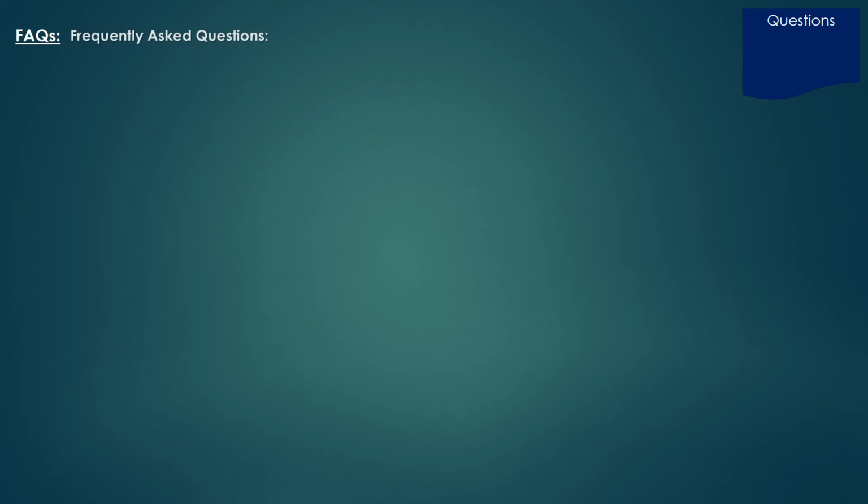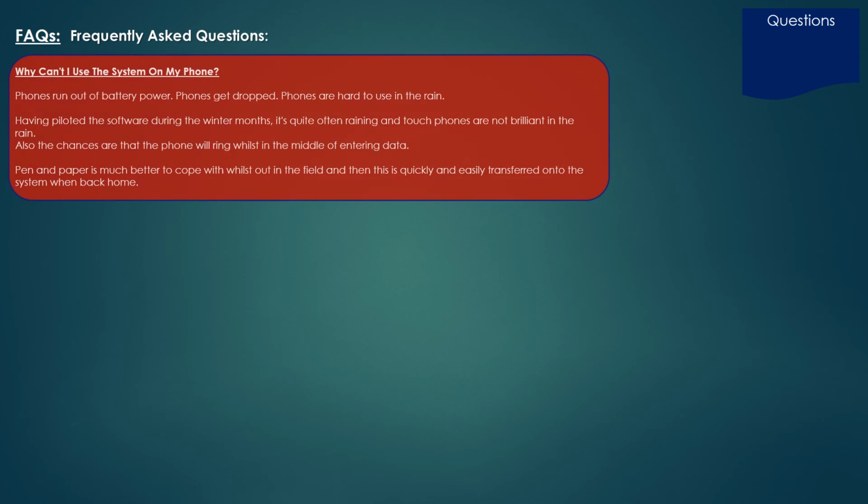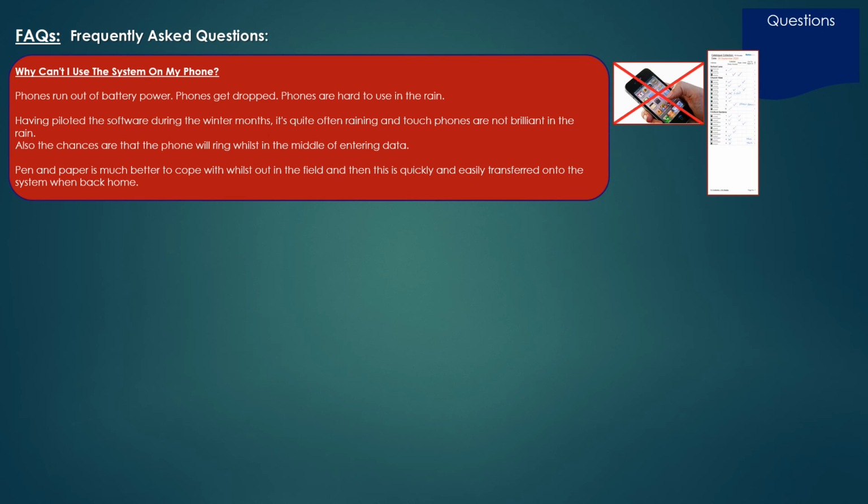Okay, so a couple of frequently asked questions. Why can't I use the system on my phone? Well, phones run out of battery power, phones can get dropped, and phones are hard to use in the rain. Having piloted the software during the winter months, it's quite often raining, and touch phones are not brilliant in the rain, and the chances are that the phone will ring whilst you're in the middle of entering data. Pen and paper is much better to cope with whilst out in the field, and this is quickly and easily transferred into the system when back home.